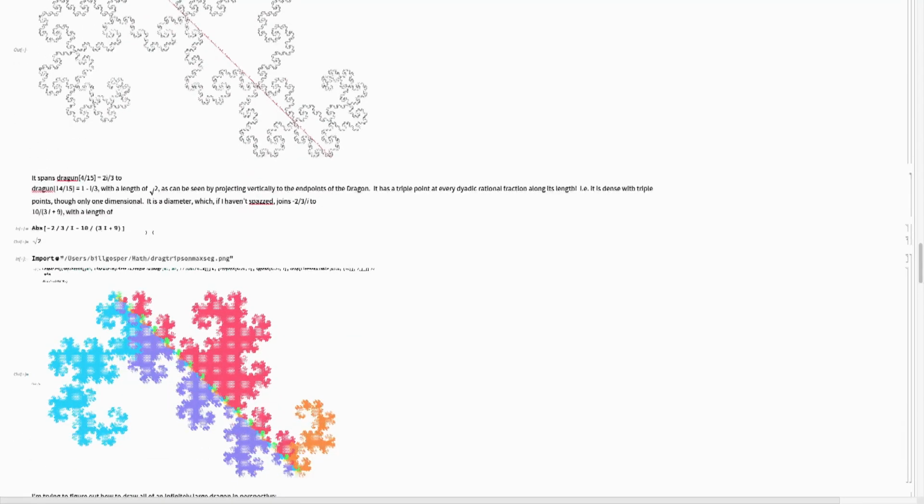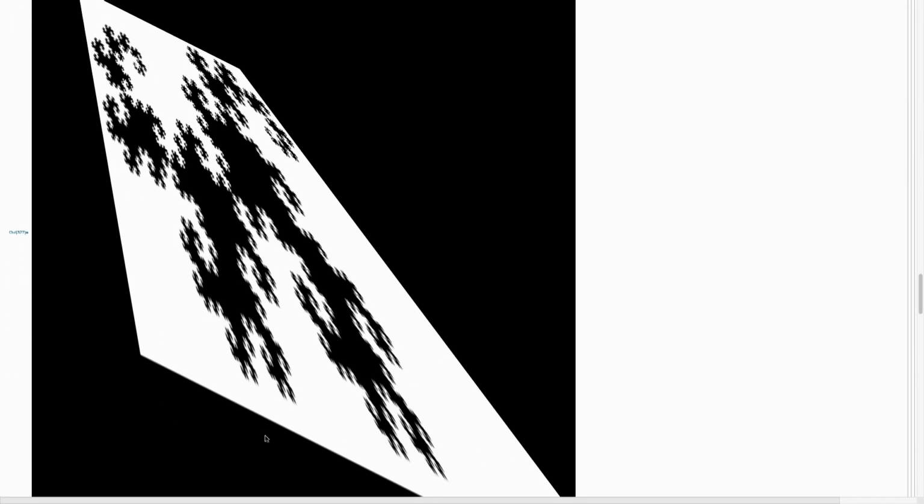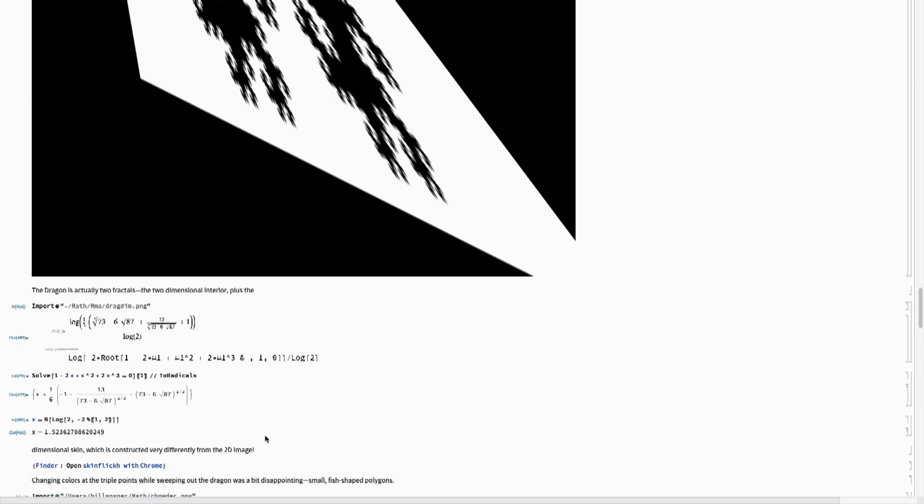And then here are, I've never seen this phenomenon. At any rate, if I change colors when I revisit a triple point, I get this effect. So I see all the triple points lined up. And here I was attempting to draw a perspective view of an infinite one that didn't work exactly. Okay, so the dimension of, in some sense there's 2 fractals in a dragon. Namely, there's the fractal 2-dimensional fill, and there's the 1.5 dimensional skin.